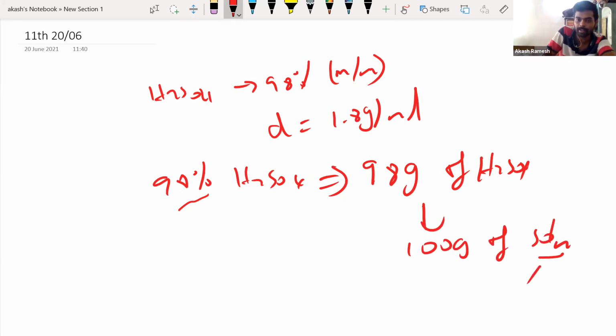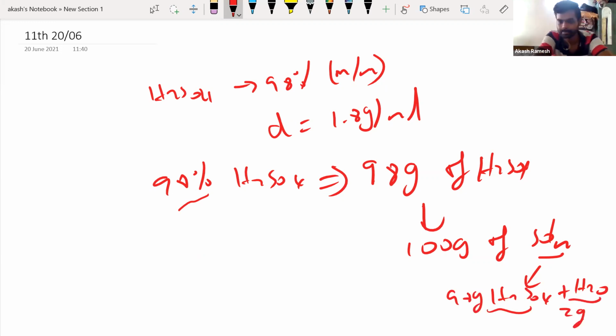Again, the solution will contain two things: H2SO4 and water, obviously. Solute plus solvent, correct? And I know that the H2SO4 now is 98 grams, so obviously the water should be 2 grams. So I found the mass of H2SO4 and the mass of H2O. That's why I told you the definitions are very, very important. So 98% means 98 grams of H2SO4 is present in 100 grams of total solution. Okay. Now this point is clear for us.